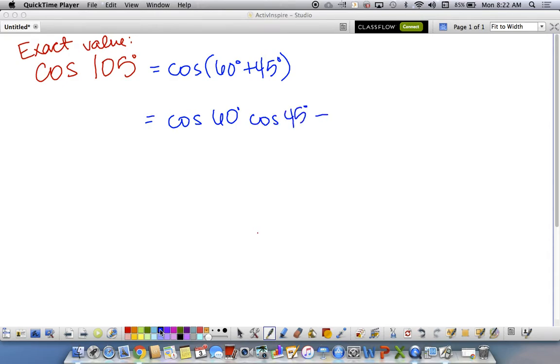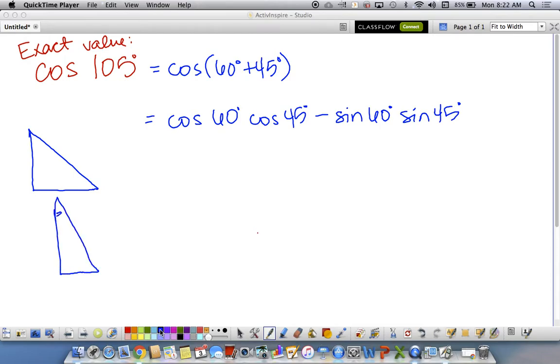Minus, that's always good. Because cosine is the opposite sign. So what do we have to do to fill this in? What do you need to know? Do you need to know some triangles? Maybe a 30, 60, 90. And a 45, 45, 90. I'm going to write 45 in the square root because it was not correct.